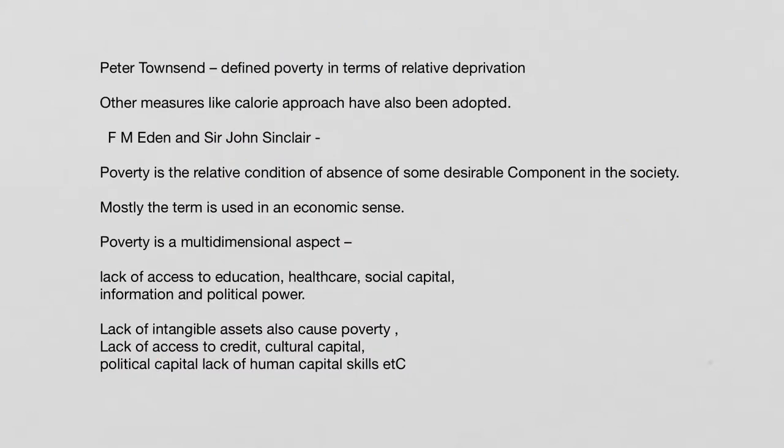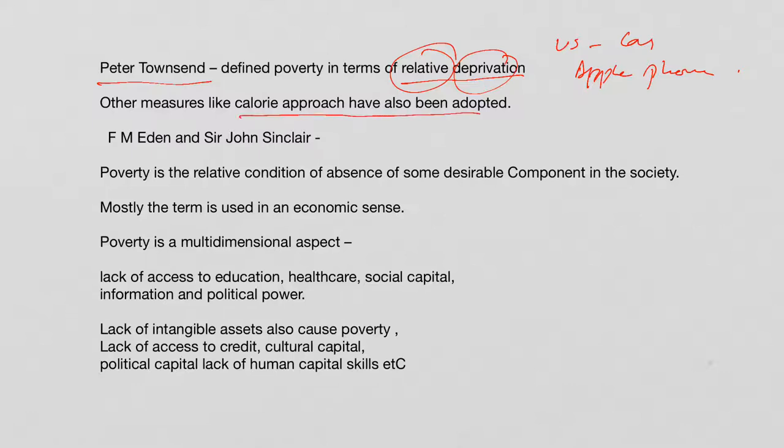Now we'll try to understand certain thinkers' points of view. For example, Peter Townsend. Peter Townsend has defined poverty in terms of relative deprivation. I told you what is relative deprivation. You can talk about the US car and Apple phone. These are the examples. Please note it down. So Peter Townsend defined poverty in terms of relative deprivation, and other measures like the calorie approach have also been adopted in India. We know that. For measuring poverty, we have taken the calorie approach also.